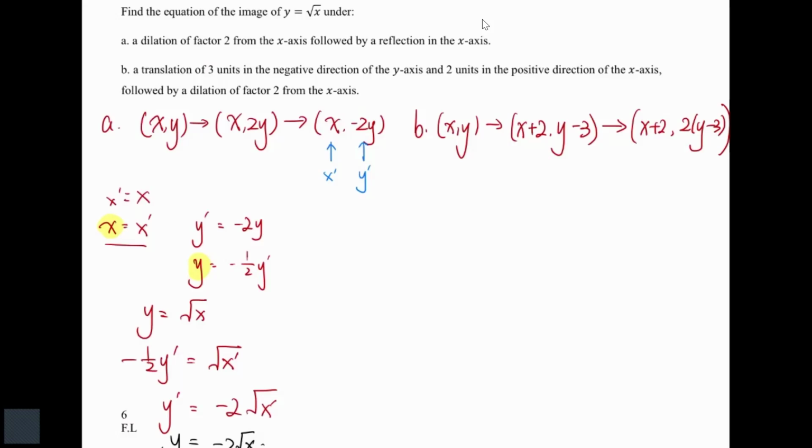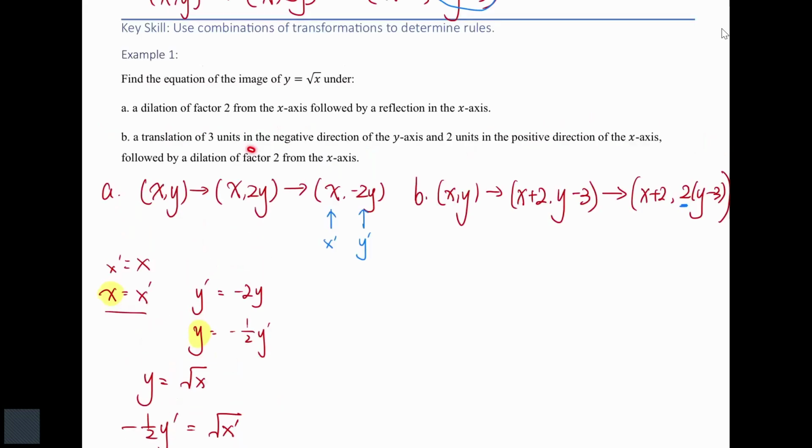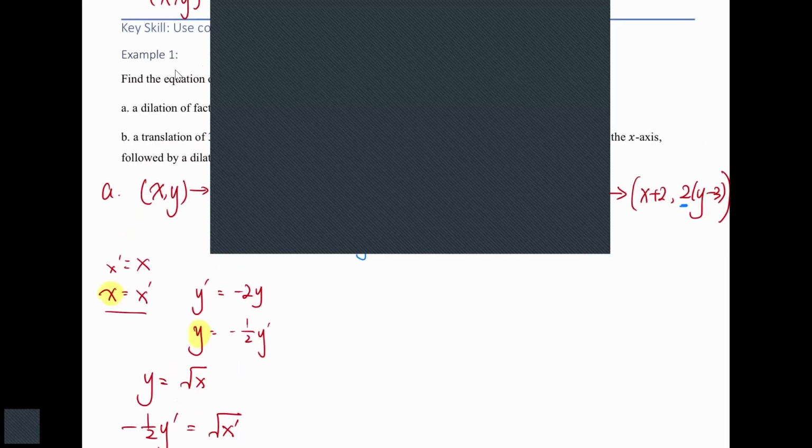Now, some of you may ask, oh, why this time I have this 2 outside the bracket? This is what I'm going to talk about and highlight in this lesson. Order matters. Order is so important in transformation. In this question, see that my dilation happens after we do all the transformations. This is the key.